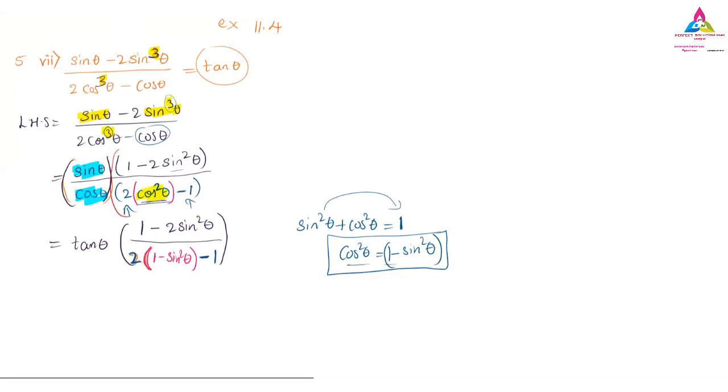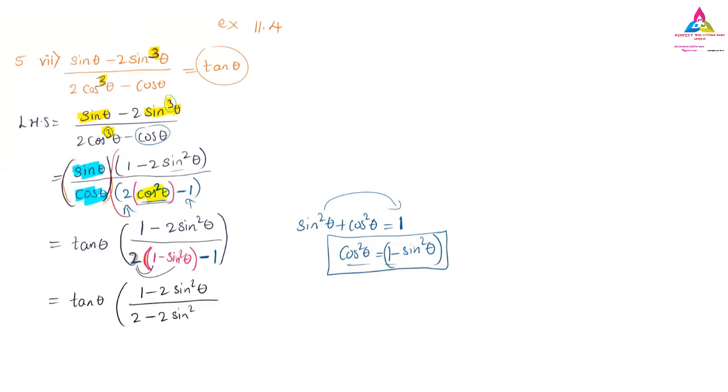Let us continue in the same fashion. The tan theta we got already. So we will write this 1 minus 2 sine square theta, divided by, we have 2, we have to multiply with both. So 2 into 1 is 2 minus 2 sine square theta, and here you have minus 1. Because it's minus 1, I have kept it as it is. We can't multiply the 2 with the minus 1 because it is already outside the bracket.